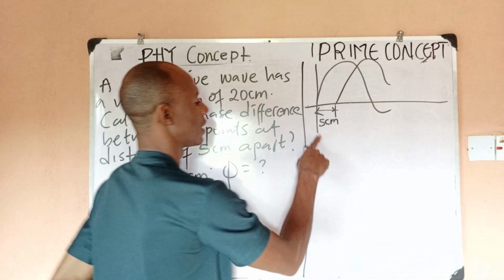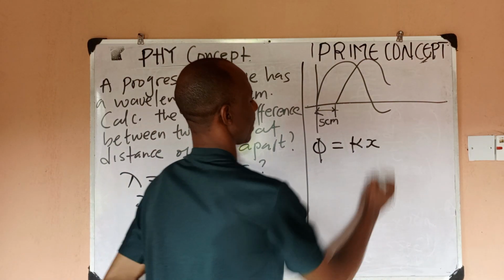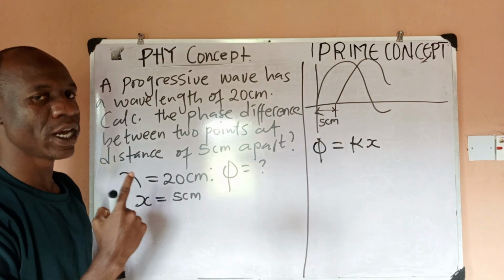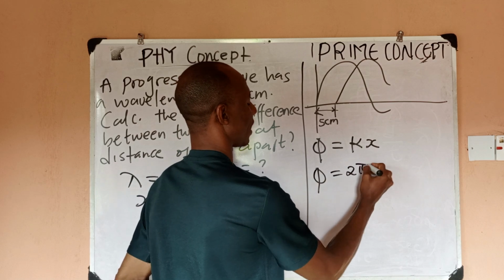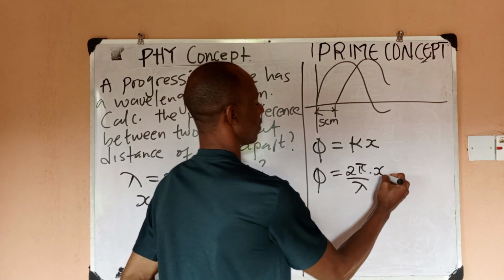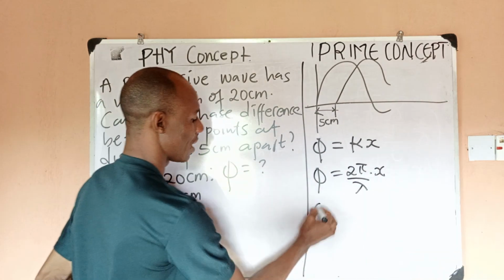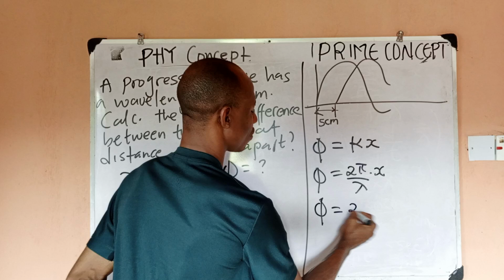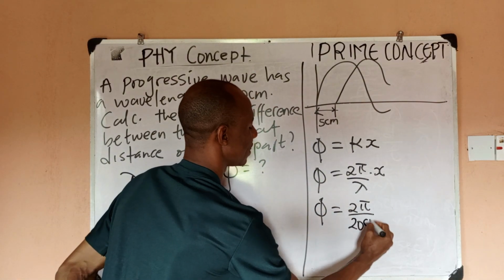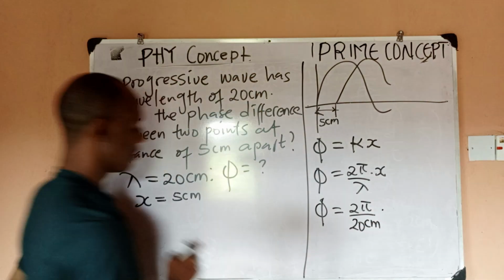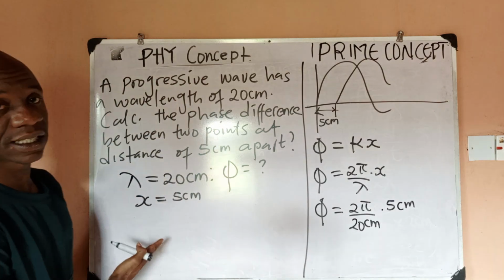Now we know that phase difference phi is kx, and k represents wave number, where we know that k itself is 2 pi over lambda, then times x. So if I use this formula, I should be able to get the value of my phase. So my phase difference is going to be 2 pi divided by my wavelength, which is 20 centimeters, multiplied by my x, which is 5 centimeters.